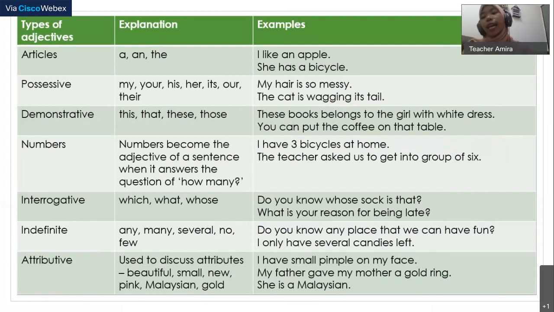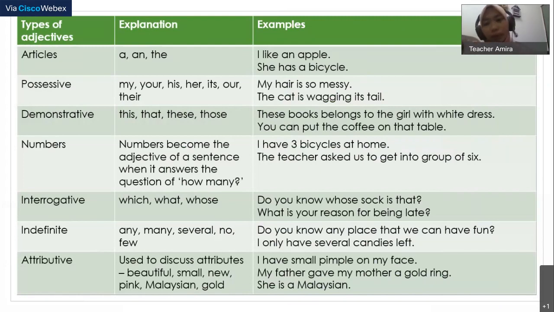For example, I ask you, okay, how many days have you been in this room? Okay, I'll rephrase. How many days have you been in this room? So your answer would be, I have been in this room for 3 days. So the noun in your answer is days, right? So number 3 describes the noun days. Okay? All right.